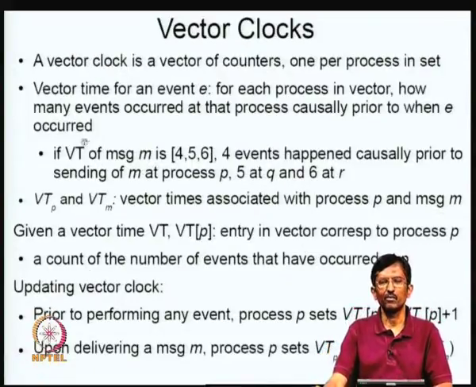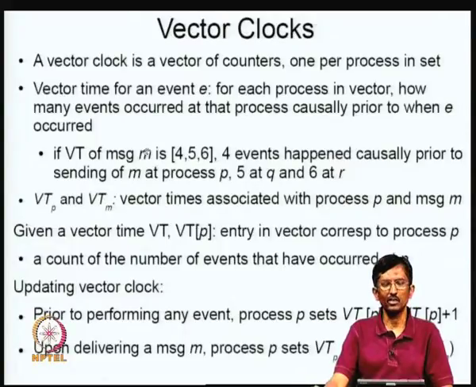What is a vector clock? It is a vector of counters, one per process in the set. Basically, if there is an event E, the vector time corresponding to that event, for each process in the vector, tells me how many events occurred in that process causally prior to when E occurred.